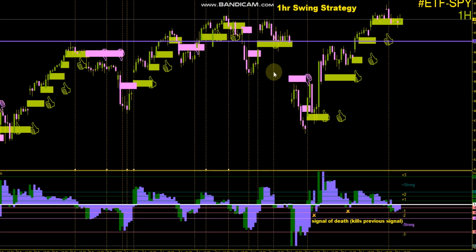Then you have the short. This one, you short, and it's big money because you have that huge gap down. Then everything pans out. And then over here, you have a long. You go long. Signal of death means that signal right there was no good.